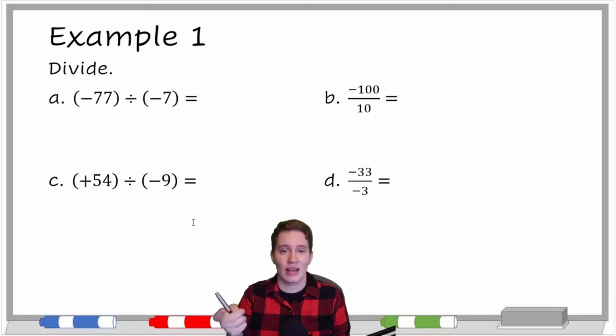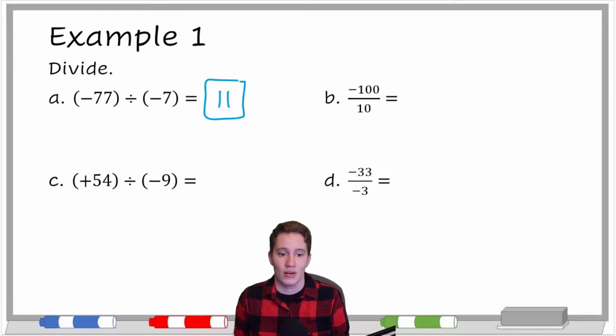But the other part of this is saying if it's positive or negative. So a negative divided by a negative gives us what? Well, it gives us a positive, and 77 divided by 7 is 11. So the answer to this one should be a positive 11. I'm going to come over here to B, negative 100 divided by 10. So two different questions. What's 100 divided by 10? And should this be a positive or a negative? So since it's 100 divided by 10, that's 10. One negative makes it negative, so this is negative 10.